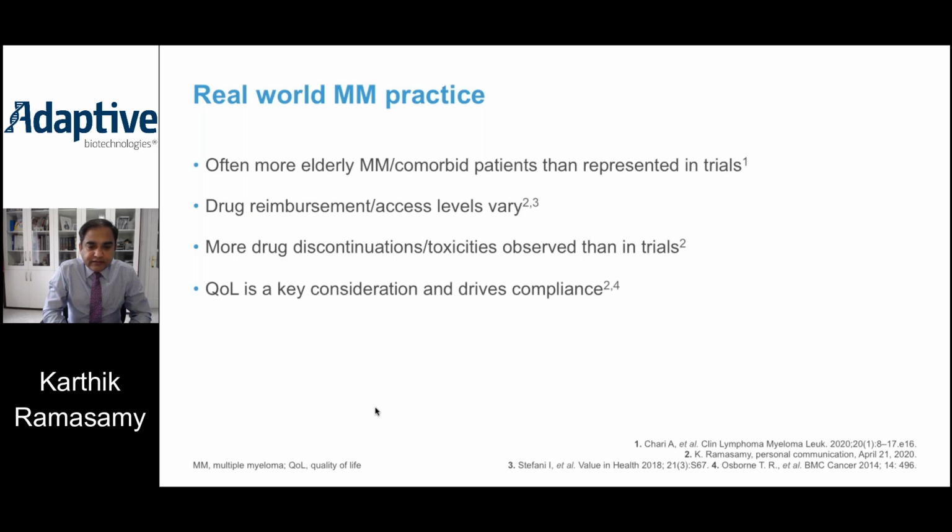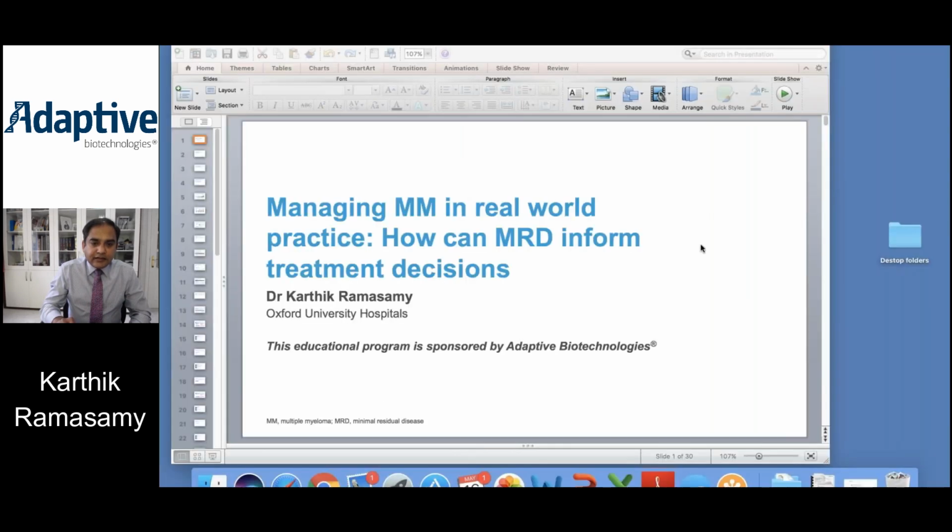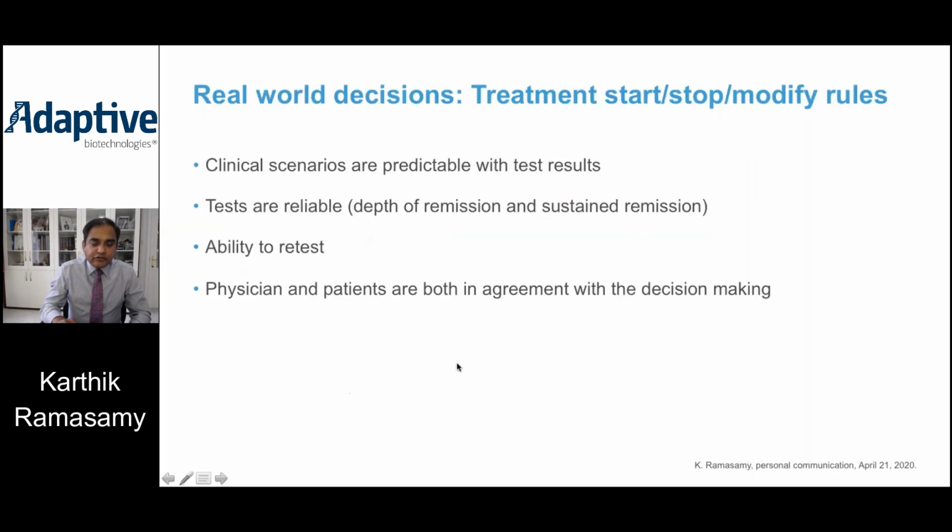The key issue with all of this is that quality of life is often poor, particularly in patients with toxicity, and therefore that drives compliance. And if patients are not kept on therapy, which is key to keep their myeloma under control, we often lose control in these patients. So in the real world, what we clearly want to do as clinicians is start treatment where preferable, stop treatment where preferable, or modify treatment.